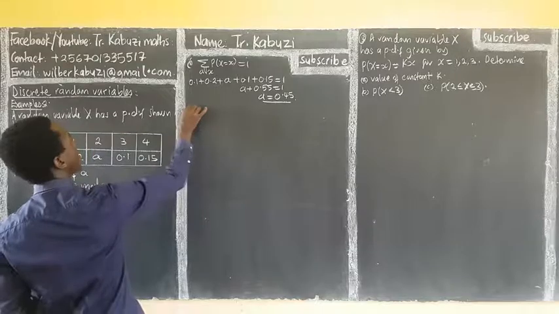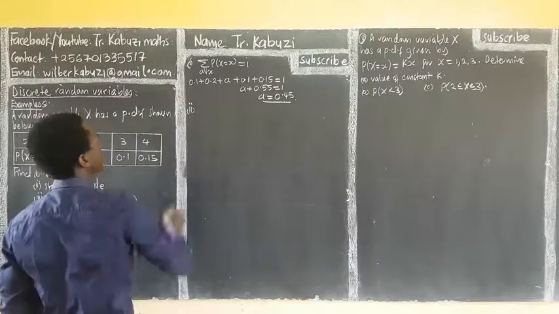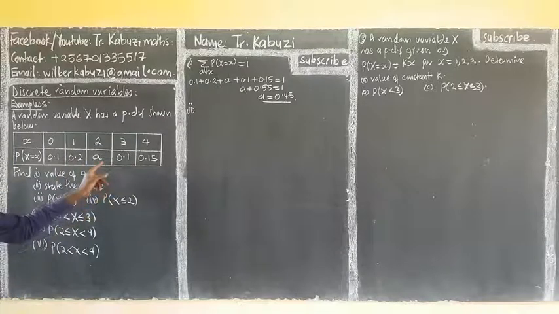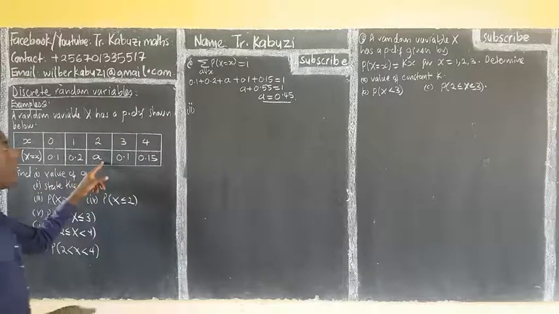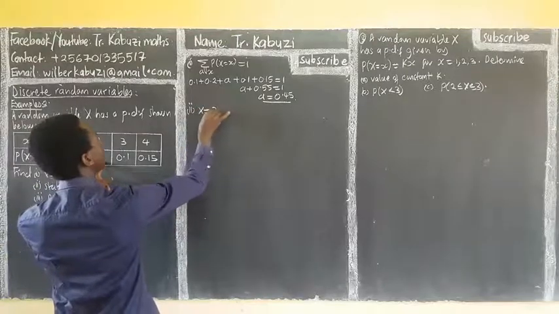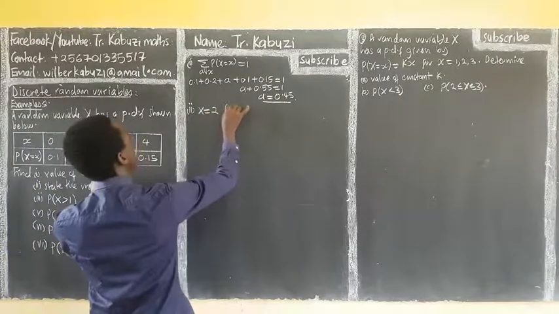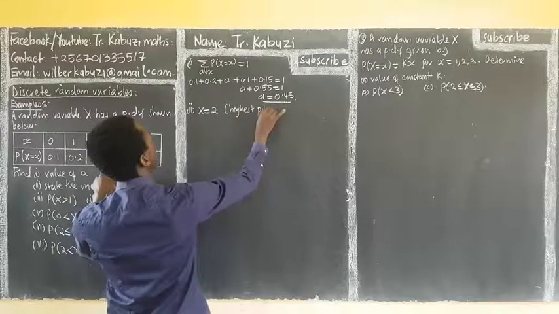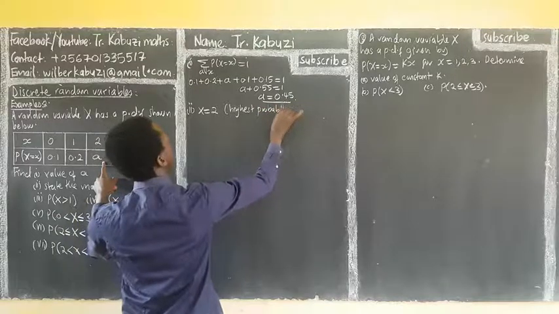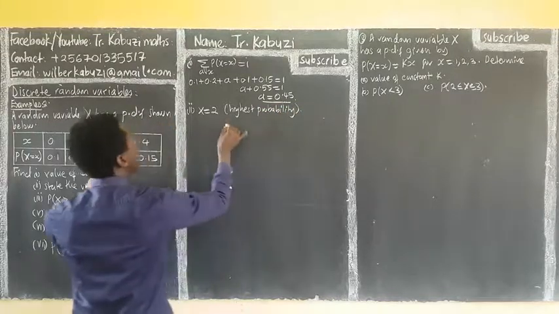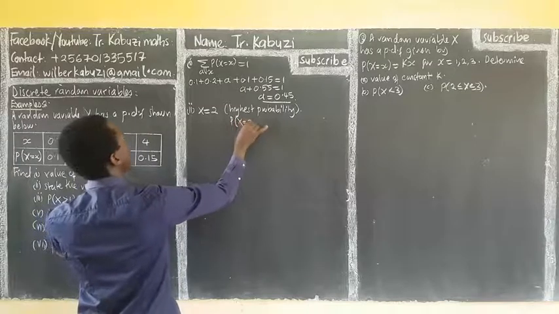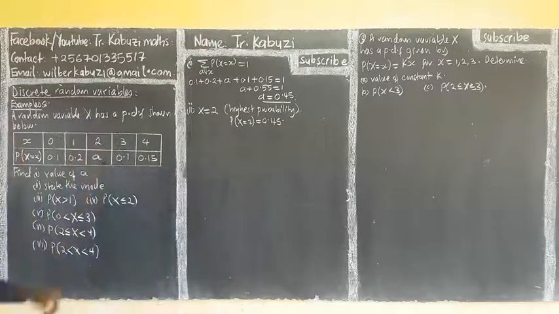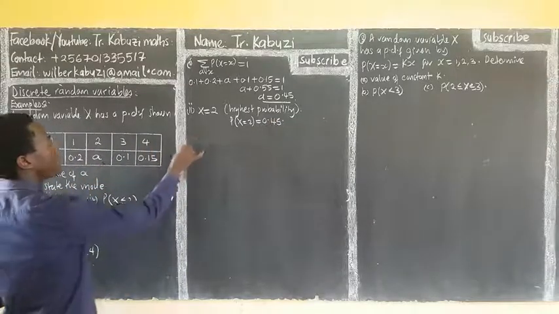Remember 2, the one that stated the mode. The mode, you say the mode is the one with the highest probability. And when you compare, this is the one with the highest probability. So our mode is X equaling 2, because that's the highest probability. Why? Because when X is 2, it is 0.45. So that's the highest probability. I come to number 3.